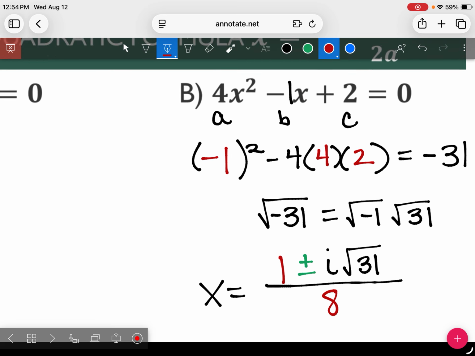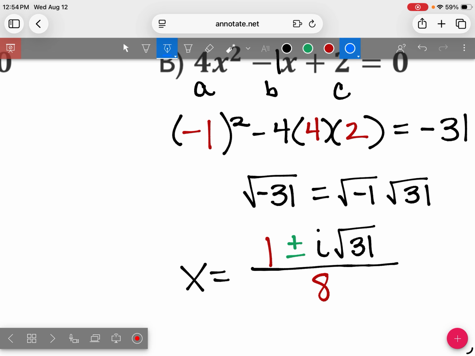Now, you always want to make sure you can't reduce it. The invisible number out here is a 1. There isn't anything that can divide into 1, 1, and 8 besides 1. So I cannot simplify this down like we did yesterday. That's it. I am done. Done and done.